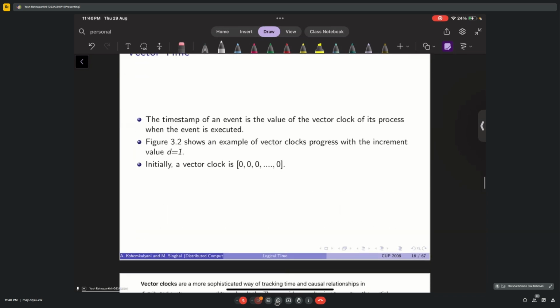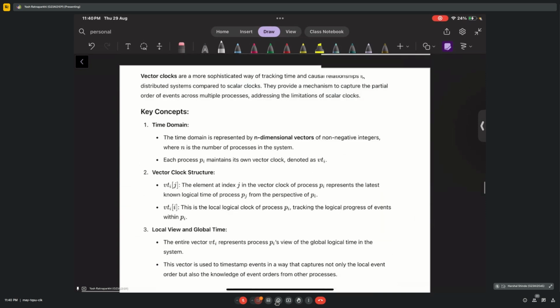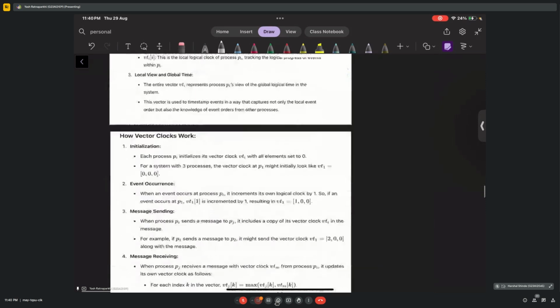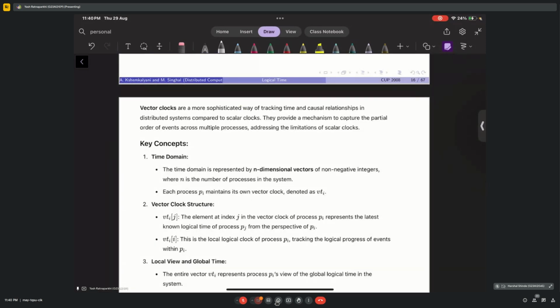The timestamp of an event is the value of the vector clock when it is executed. Figure 3.2 shows that initially the vector clock is 000. First of all, the very basic initial thing will be 000. As soon as the process starts, it will become 1, 2, 3, 4. And this is the understanding. I'll make you understand; we'll read along with this.